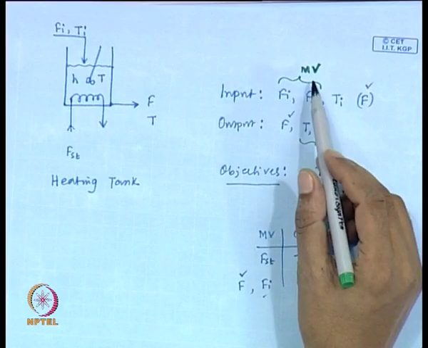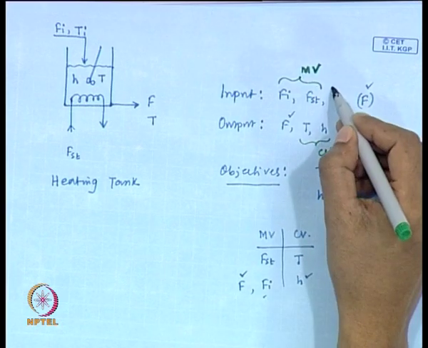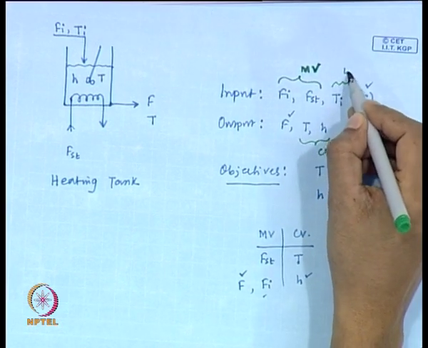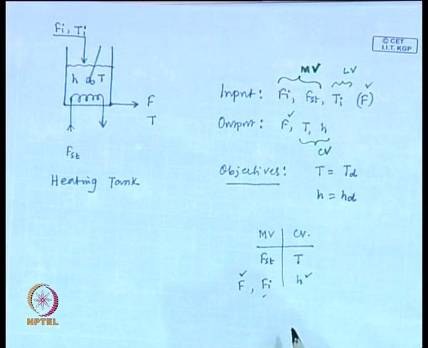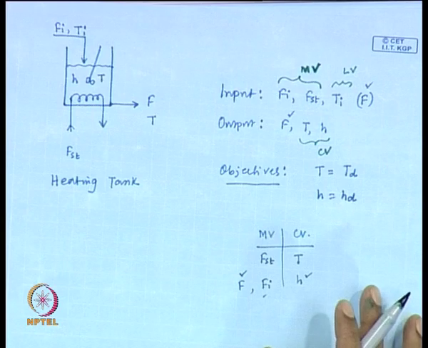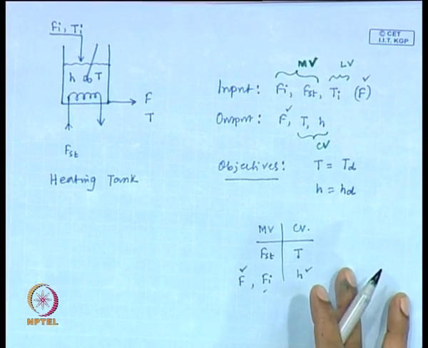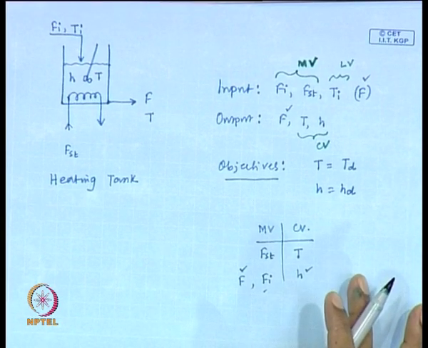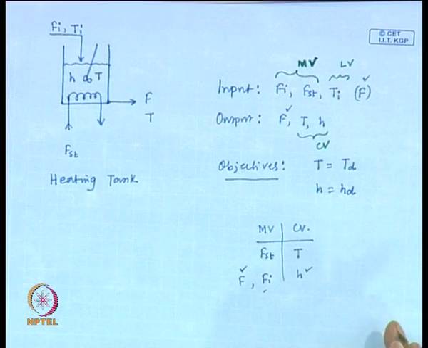Input variables are of two types: one is the manipulated variable, and the other is the load variable. Fi and Fst are manipulated variables. The rest, Ti, is a load variable. Fine. So, these are all about the different variables.